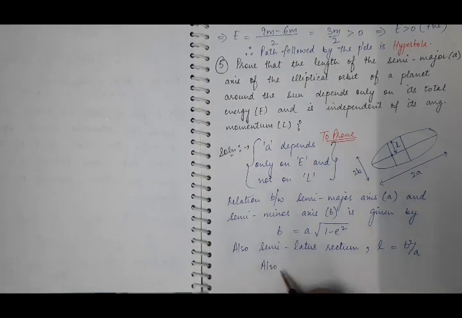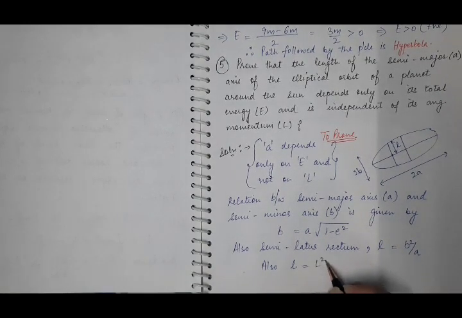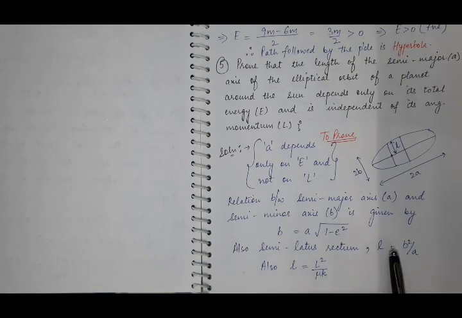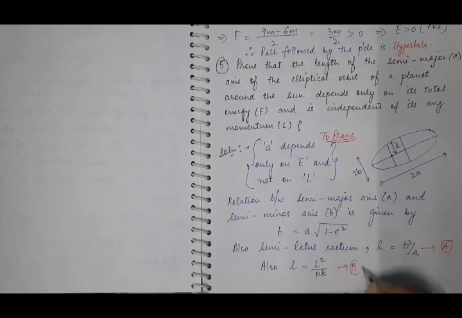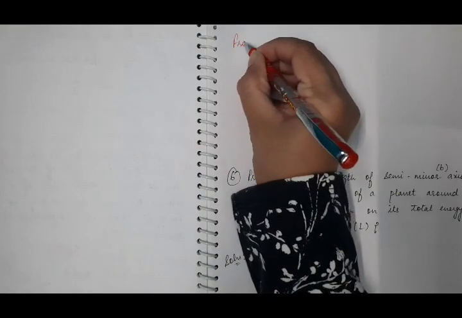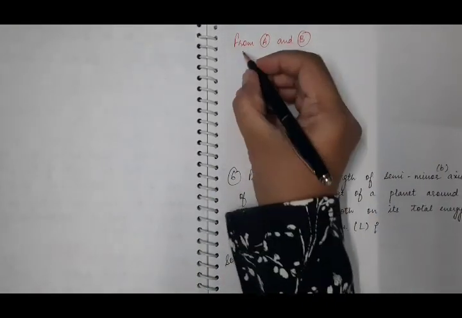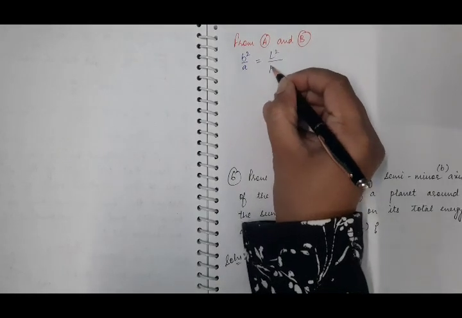Also, we have proved in an article that this semi-latus rectum was equal to L square by mu k, where L is the angular momentum. So from these two equations, suppose this is equation A and this is equation B. From equations A and B, we have B square by A equal to L square by mu k.